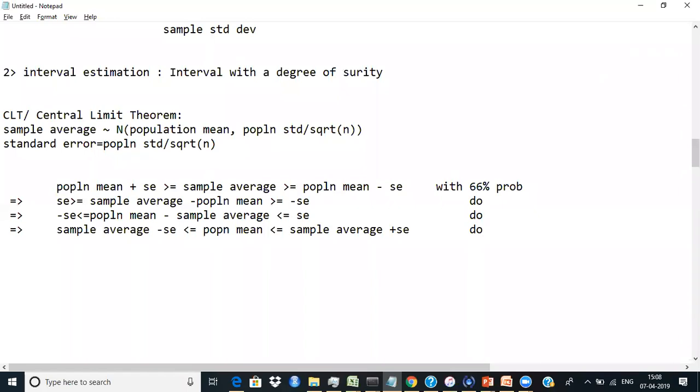Now do you see, do we have an interval estimate for population mean? We have an interval estimate for population mean, right? Given the standard error, obviously. If you know the standard error, you can get an interval estimate of population mean using central limit theorem.